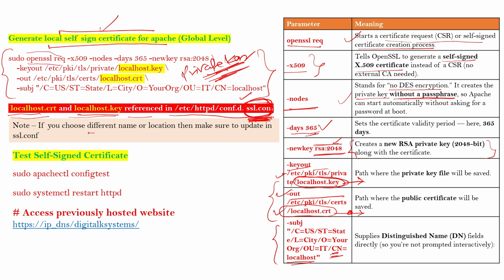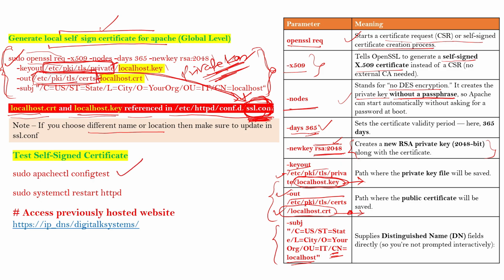Suppose you choose a different location for your files when you are generating this self-signed certificate, then you need to update it in the ssl.conf file, because as I said, this is the default location which is configured in the ssl.conf file. That's why I have taken the same location in the command. If you generate this in a different location, you need to update this path in the ssl.conf file. Once the certificate has been generated along with the private key, it will automatically configure your ssl.conf because this is the default location.